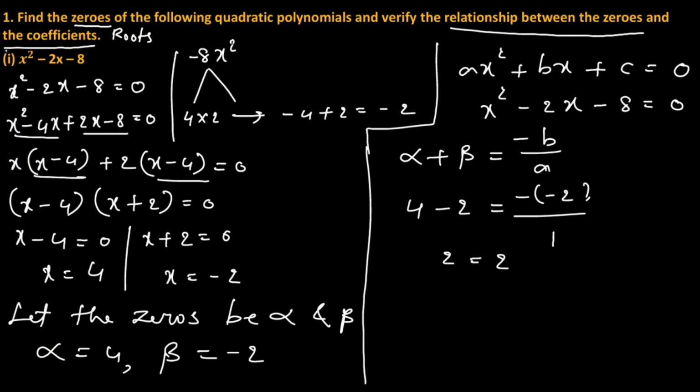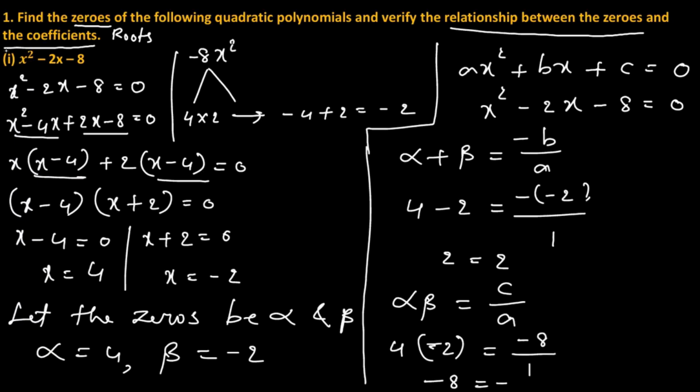Next one. Product of the roots, alpha into beta. The formula is c by a. Alpha into beta means 4 into minus 2. C by a: c is minus 8, a is 1. So minus 8 is equal to minus 8. Hence proved.